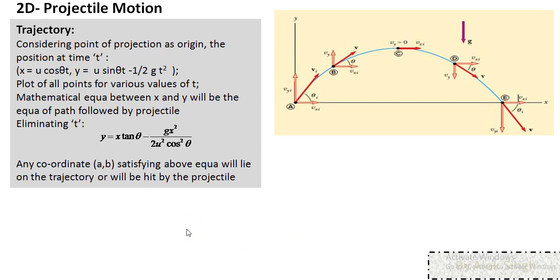Then we come to the next one, a term called trajectory. Let's first understand what trajectory means. How do we define trajectory? See, if a projectile is projected from point A and we mark every single point this projectile has passed through, we will get a smooth curve. So this is the trajectory. Trajectory marks the path taken by a projectile.